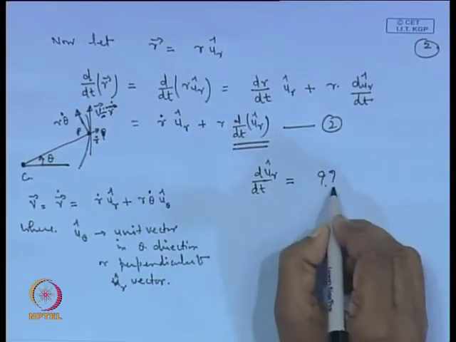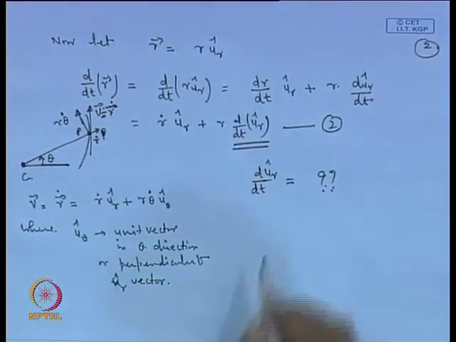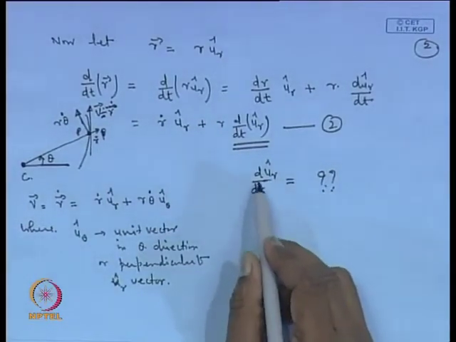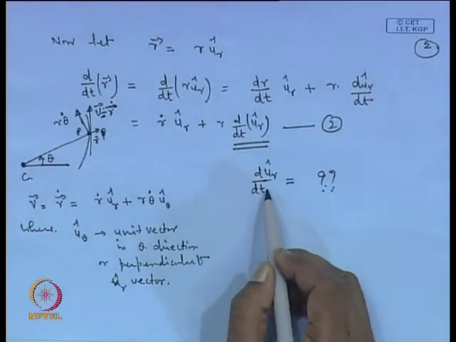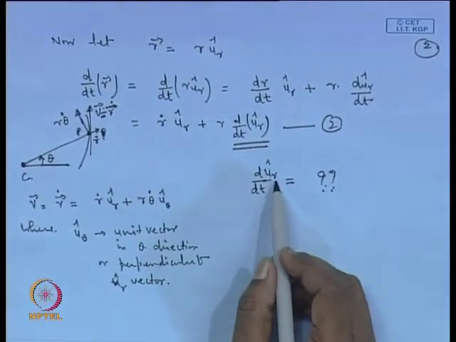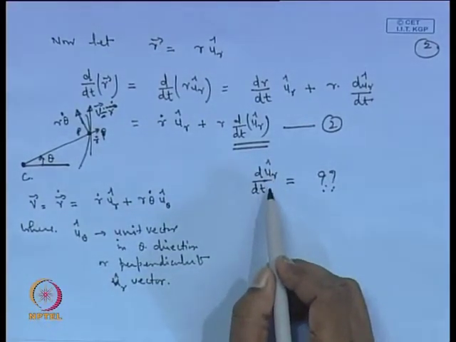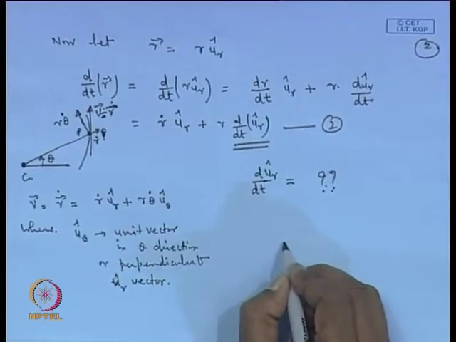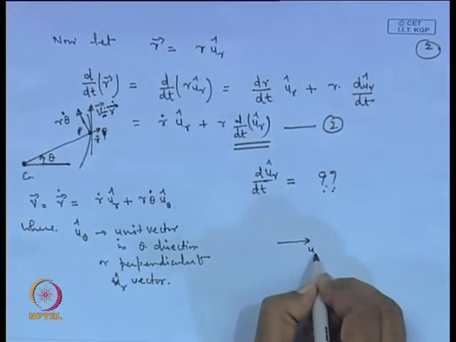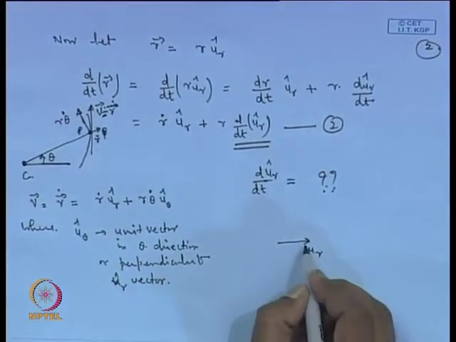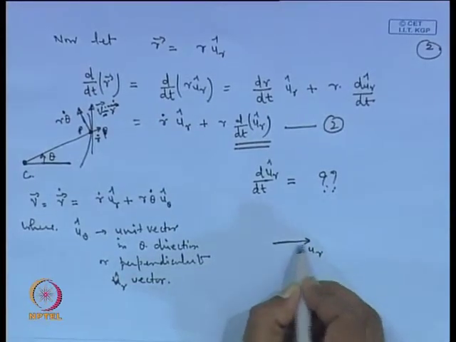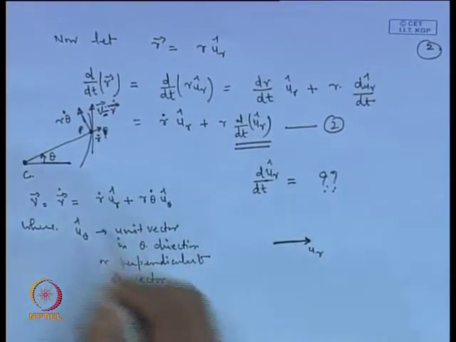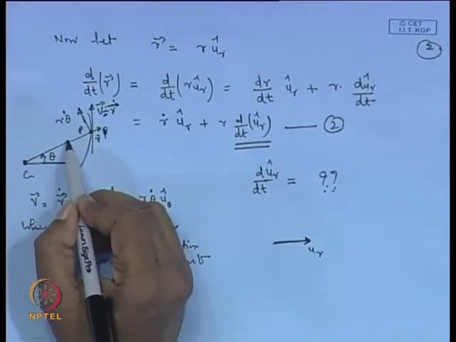So, this quantity is what we need. How to indicate this quantity, how to remove the differential of u r cap and indicate it in terms of the other known parameters. So, here we can indicate u r as, suppose this is the u r vector. Because this u r vector is indicated in the direction of r.